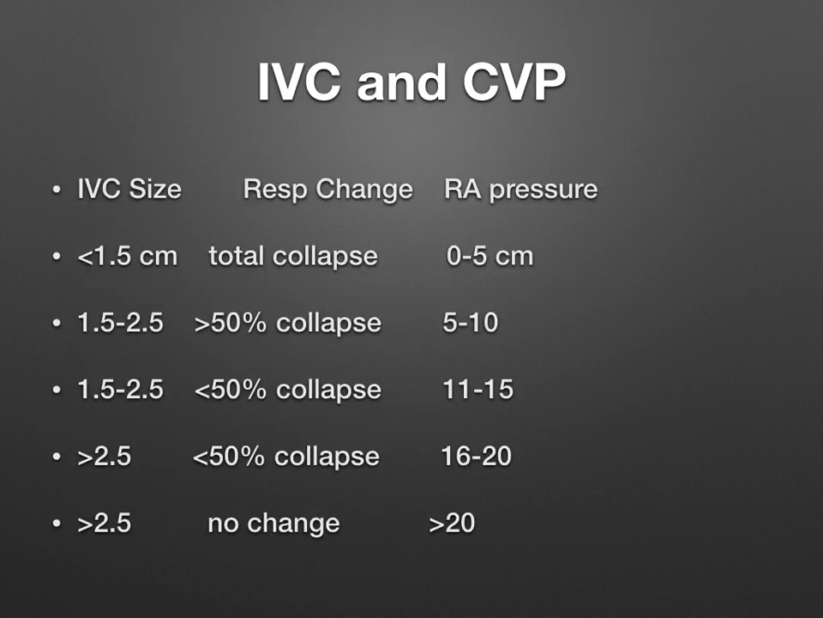Before we move forward, I want to just show you a little bit about the IVC. So the IVC size has been correlated with the central venous pressure, or the right atrial pressure. And what we know is that the smaller the IVC is and the more likely to collapse, the lower the RA pressure is. This is not entirely applicable to pediatrics, and so I want to put that out there for our PEM colleagues today.